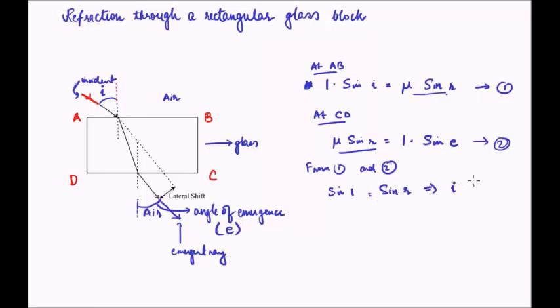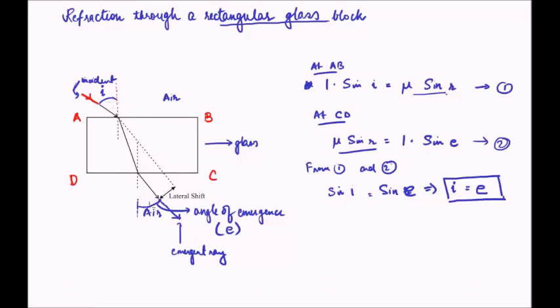Now if we combine equation 1 and equation 2, we see that this is mu sine r, this is mu sine r. So combining them, from 1 and 2, we get that sine i is equal to sine e, which implies the angle of incidence is equal to the angle of emergence.